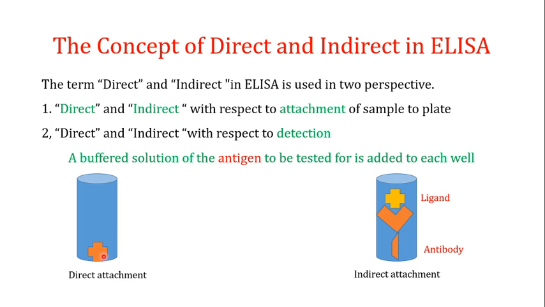So this one is the direct attachment, it is directly interacting with the surface of the microtiter plate. This is indirect attachment, where your sample or your antigen is indirectly interacting with the surface of the microtiter plate.